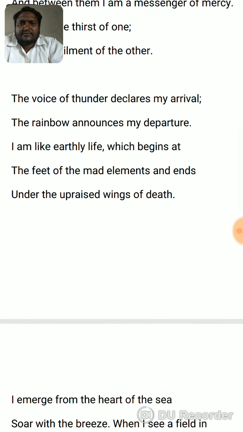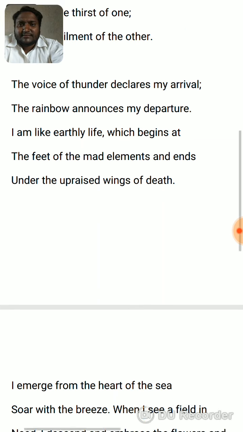Now this one, the voice of thunder declares my arrival, the rainbow announces my departure. I am like earthly life which begins at the feet of the mad elements and ends under the upraised wings of death. Now if we see the third, fourth and fifth line, right from I am like earthly life to the wings of death, we will see mainly in the third and fourth line that both the lines don't end with a punctuation mark. So hence I am like earthly life which begins at the feet of the mad elements and ends, these two lines are enjambment. Very good.